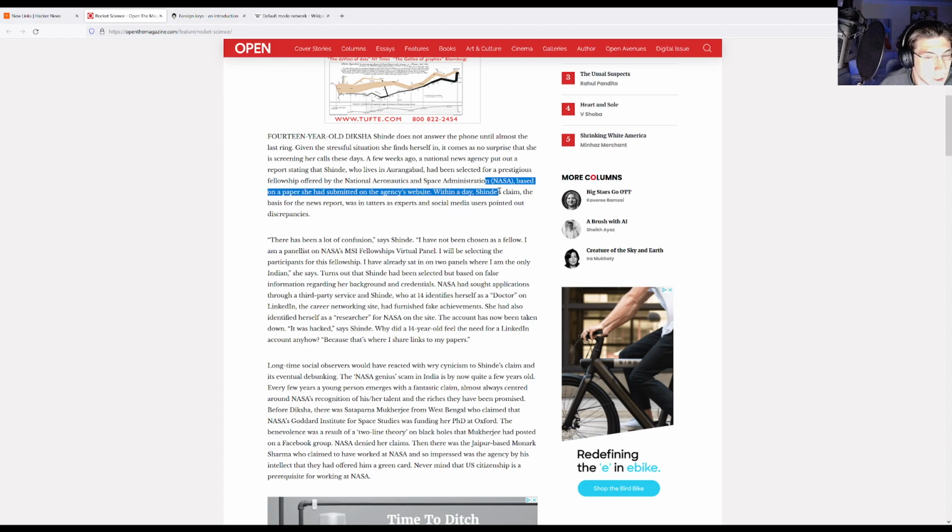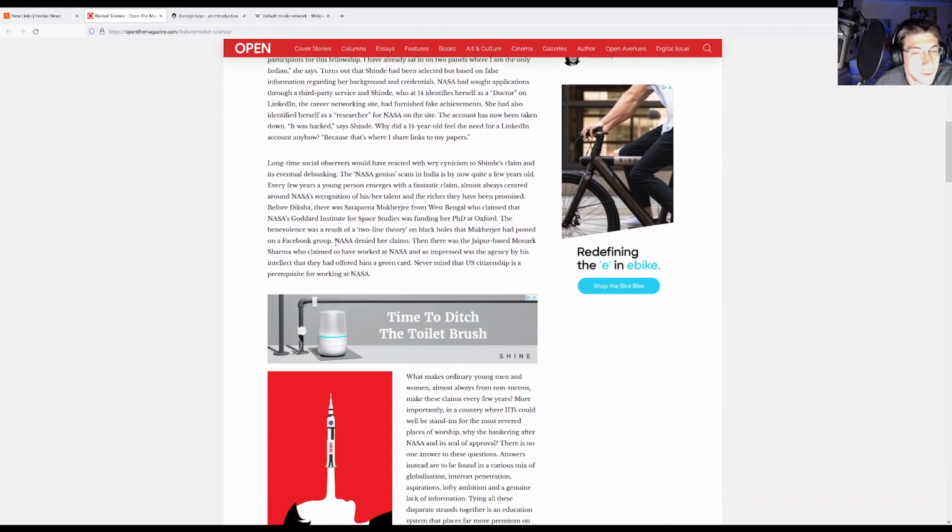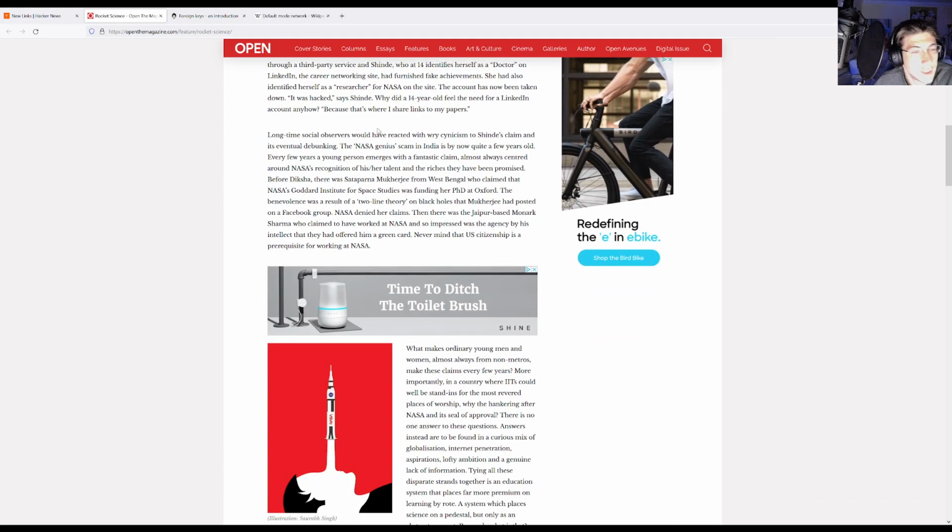But the claim was in tatters as experts and social media users pointed out discrepancies. Oh no, it was fake news. The NASA genius scam in India. What? Almost always central or NASA's recognition of his and her talent on the reaches they have been from. Oh wow, that's actually sad. So they fake it, it's a scam.